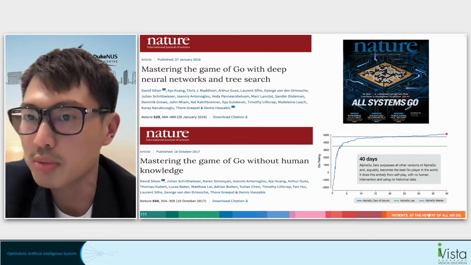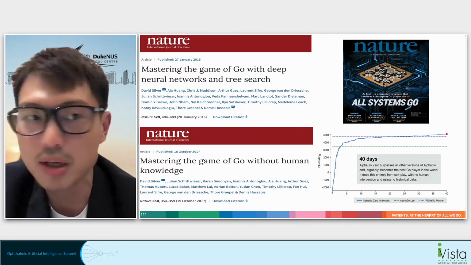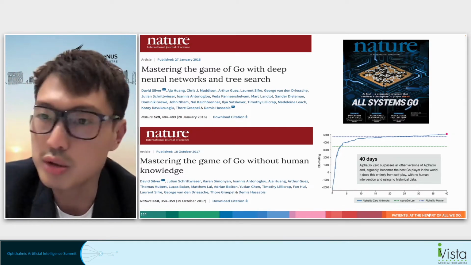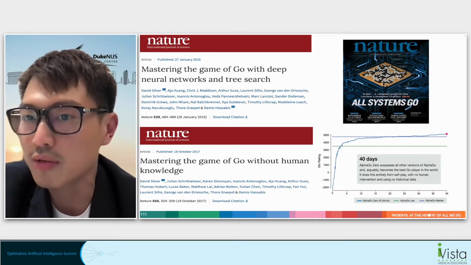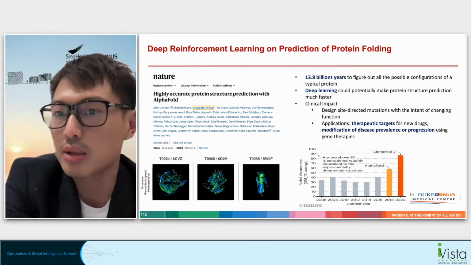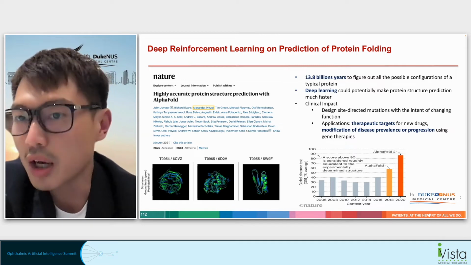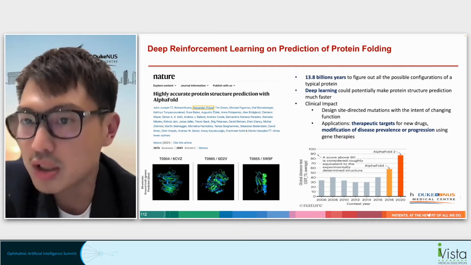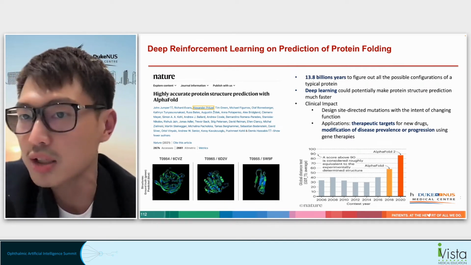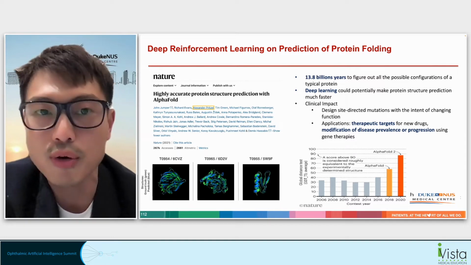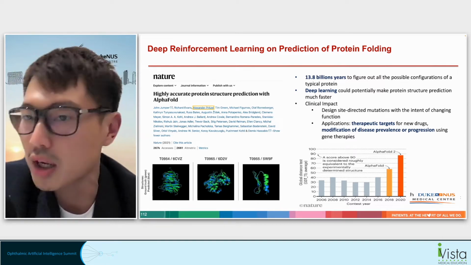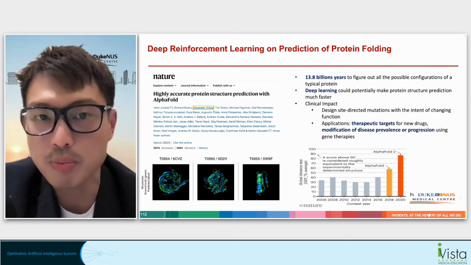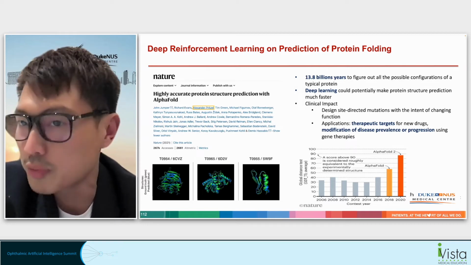So if you look at the non-medical domains, such as AlphaGo, the gaming industry, the AlphaGo team published this paper first in 2015, followed in 2017 by AlphaGo Zero. Using this deep reinforcement learning technique, the AlphaGo team spun off another team called the AlphaFold team, and they successfully used similar techniques to predict how the protein can fold and unfold. If you ask a human to manually calculate how the protein can fold and unfold, it takes us 13.8 billion years. It's impossible. So using deep learning, the machine can actually do it.